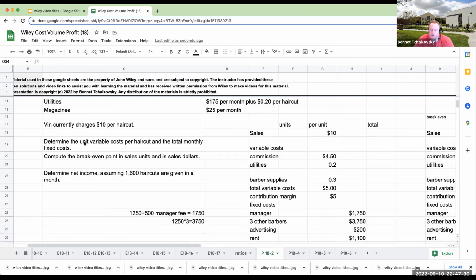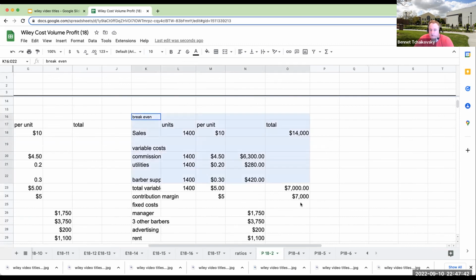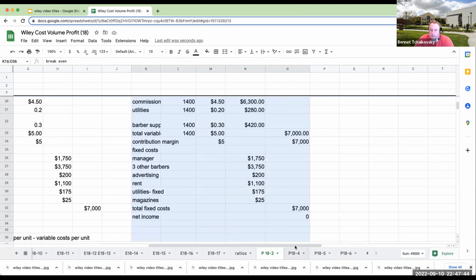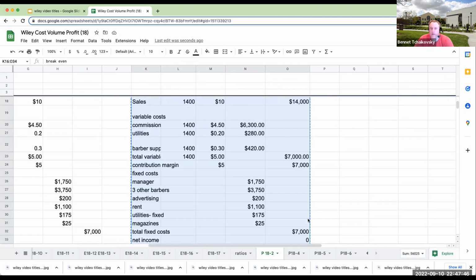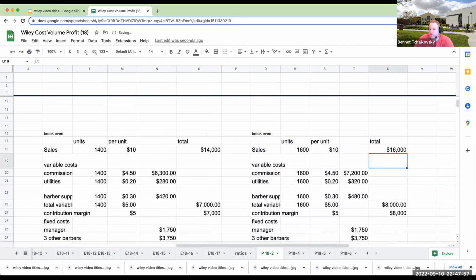Okay. So determine the variable cost per haircut. We've done that. Break-even point in sales units and dollars. Determine net income, assuming 1,600 haircuts are given in a month. So we can really do that very easily. We're just going to take what we have over here, and we're just going to go ahead and copy it. Okay, now if I'm selling 1,600 haircuts, right over here, my net income is now going to be 16,000.